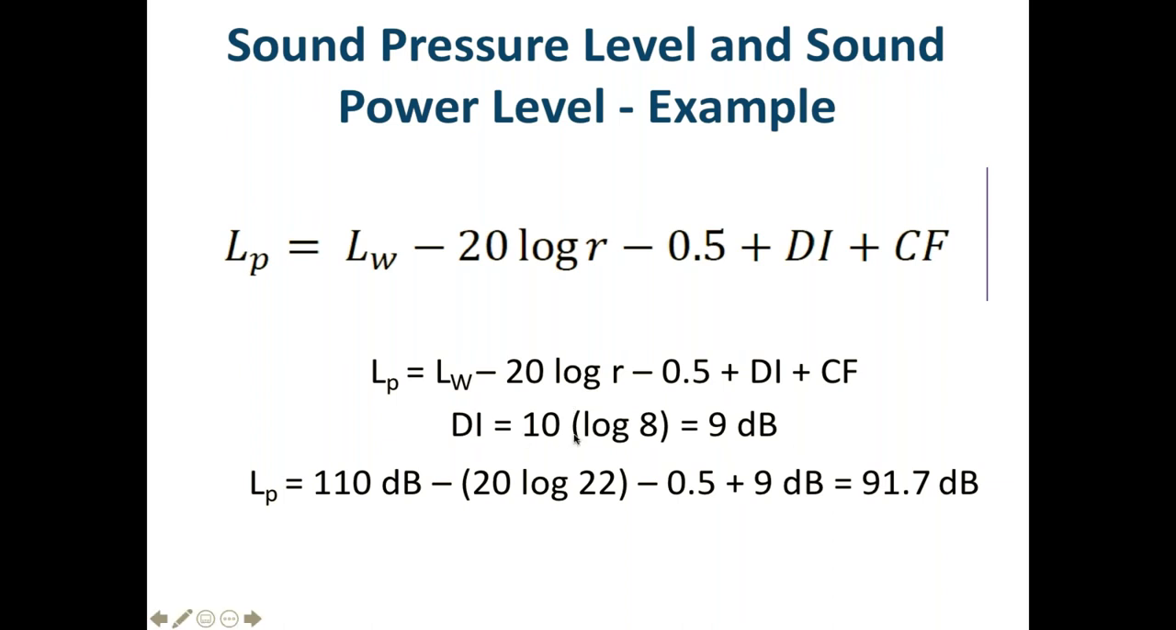So let's calculate that. Directivity index is equal to 10 times the logarithm, and Q happens to be 8 from that chart. Okay, so the log of 8 is 0.9. If you look that up, it's going to come out to be 0.9. So 10 times 0.9 is 9 decibels. Our directivity index is 9 decibels. Okay, so let's calculate all this.